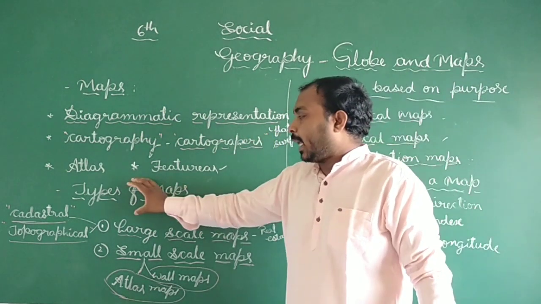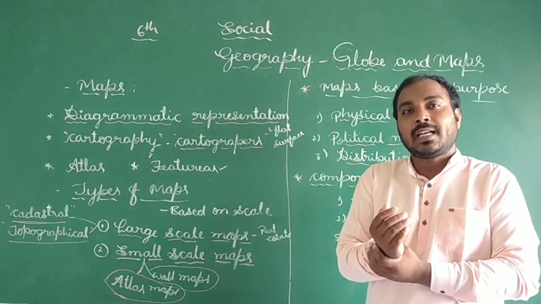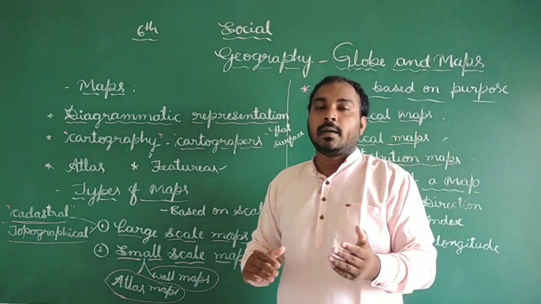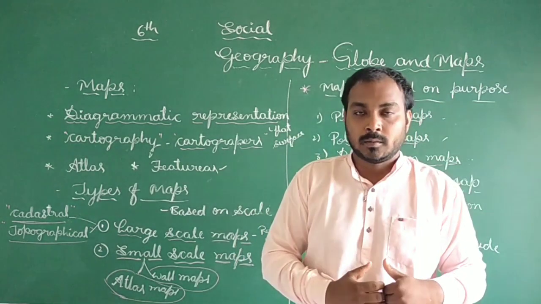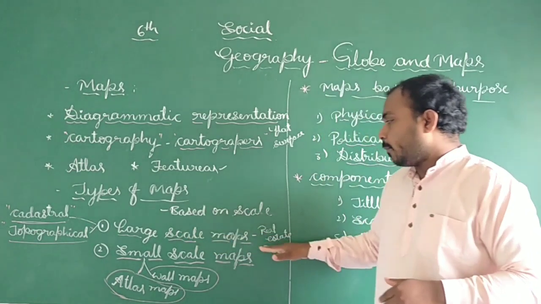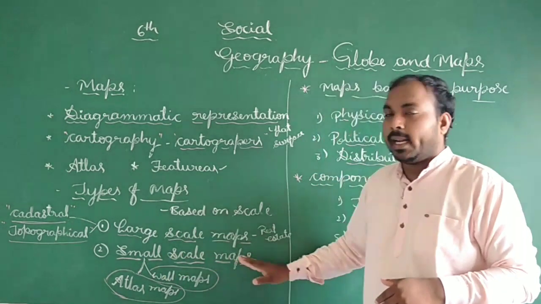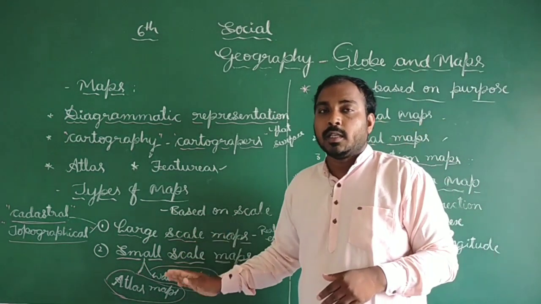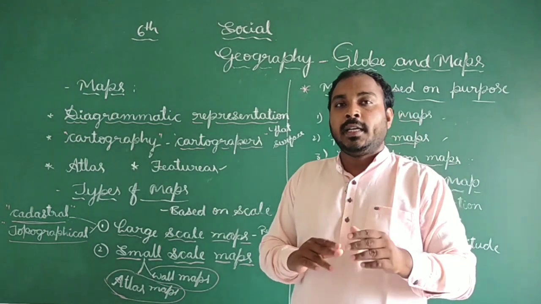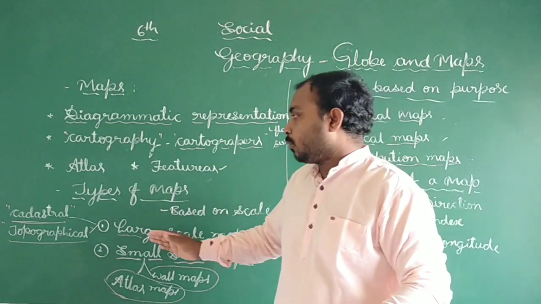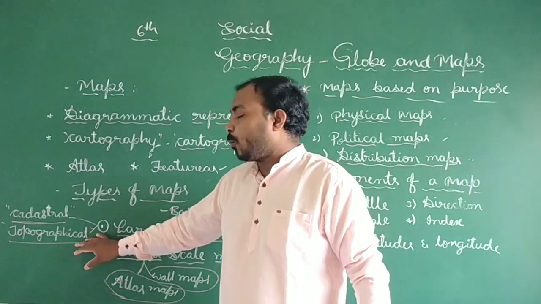The next one is types of maps. Based on the scale, maps are classified into two types. The first one is large scale maps, and also small scale maps. Large scale maps are classified into two parts: cadastral maps and topographical maps.